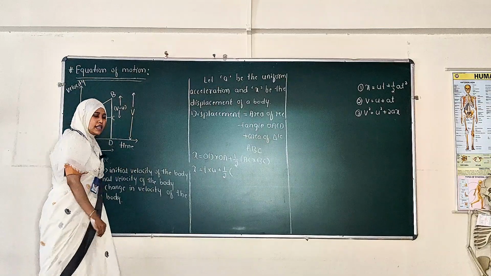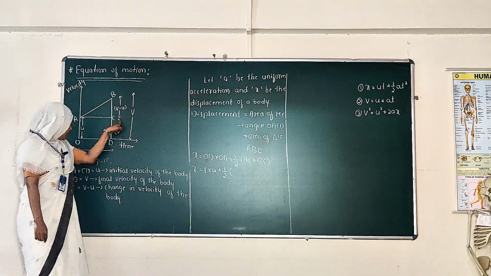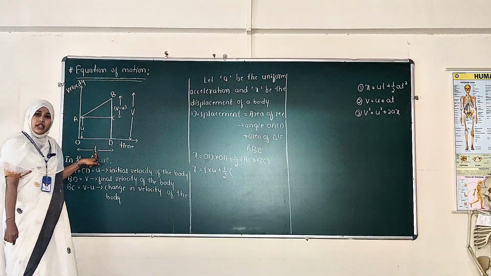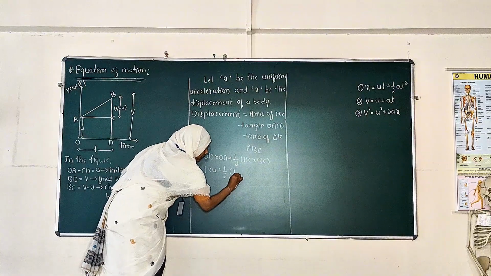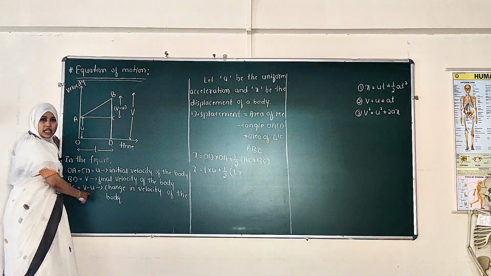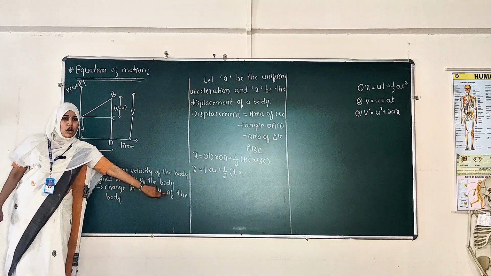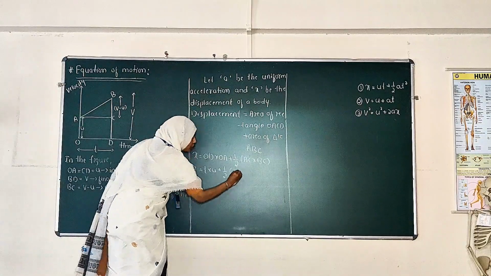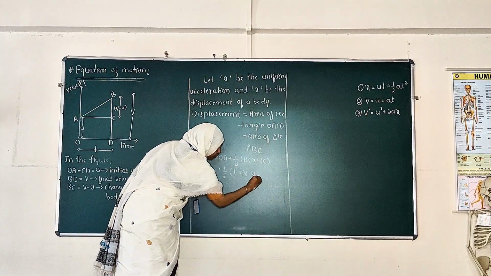What is AC? See the diagram. AC is equal to OD, which is equal to what? T. T into BC. What is BC? BC is equal to V minus U. V minus U is the change in velocity of the body.